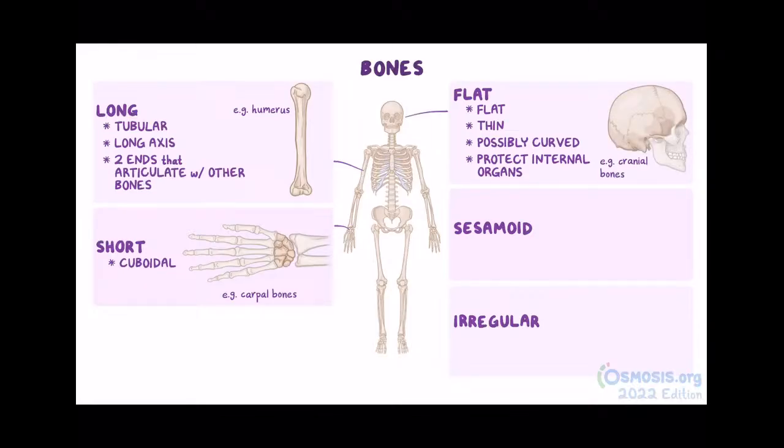Next are sesamoid bones, which are particularly unique because they lie within tendons. The largest sesamoid bone is the patella, or the kneecap, which is a triangular bone that covers the anterior side of the knee joint. Lastly are irregular bones, which are bones that don't fall into any of these categories, mainly because they have more complex shapes. Examples of irregular bones are the vertebrae which form the spine.